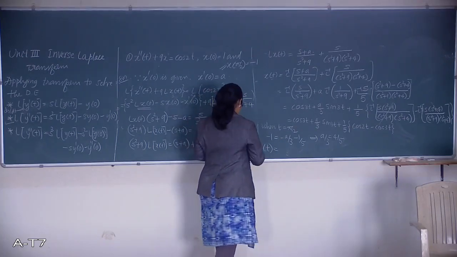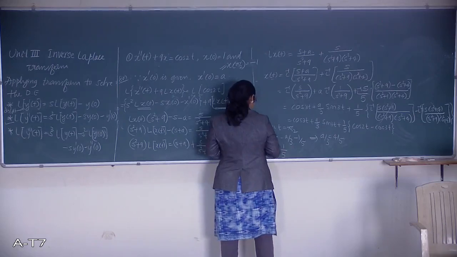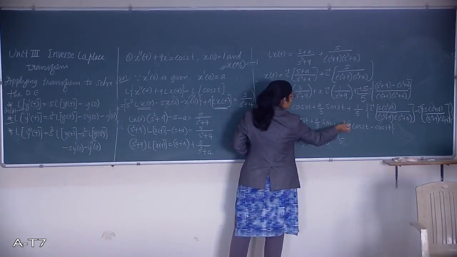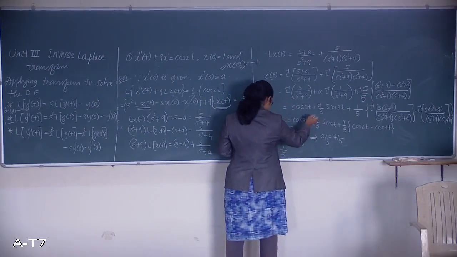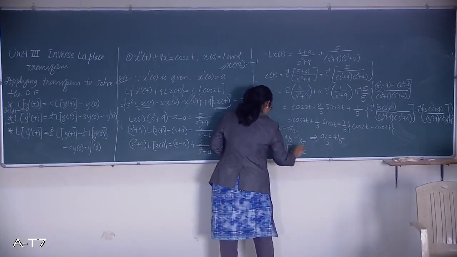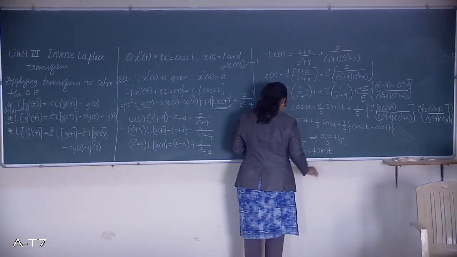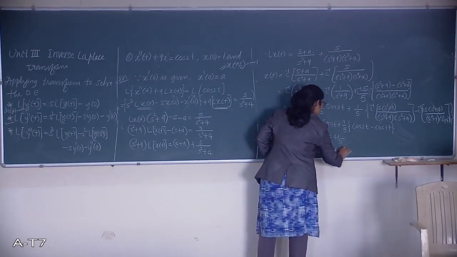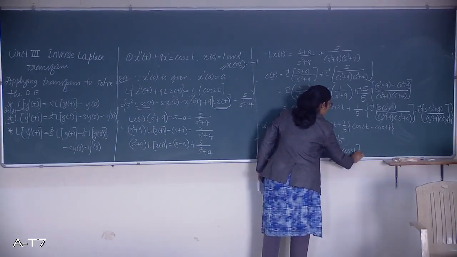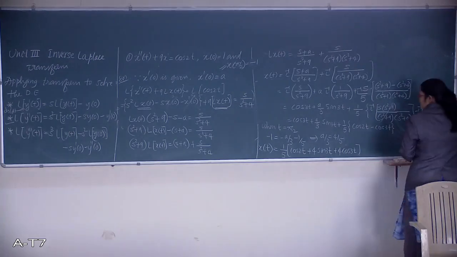Hence lastly the solution will be x of t is equal to, look at that, after simplification what answer we are going to get, that I am telling, 1 by 5 sin 2t, and that will be the answer. I'll explain this example.